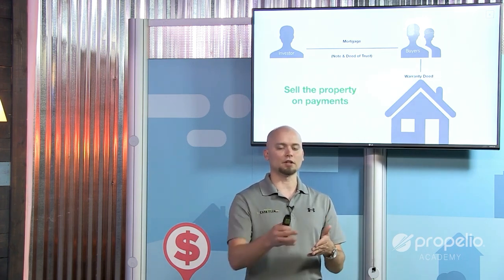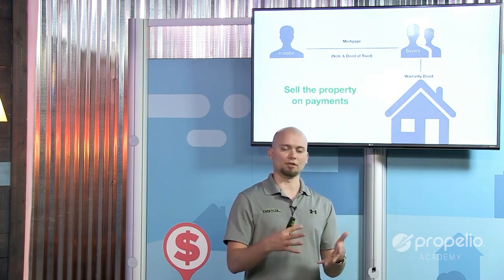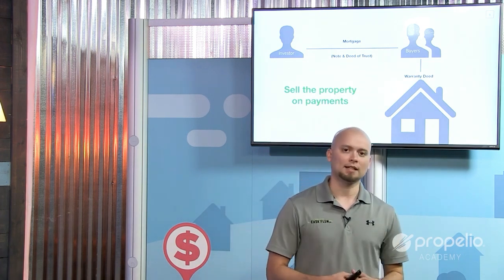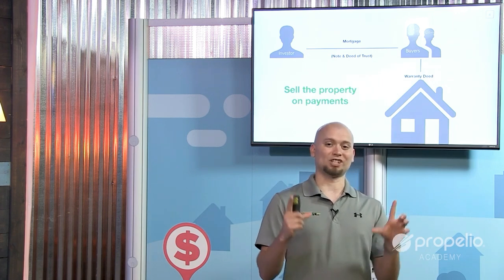So you sign the house over to them, which gives them a warranty deed. That is the warranty deed that gives them ownership of the property. In return, you're going to get a note and deed of trust signed between you that says, hey, this person owes $90,000 for 30 years at 9.5%. And that note is what defines the terms of the loan.